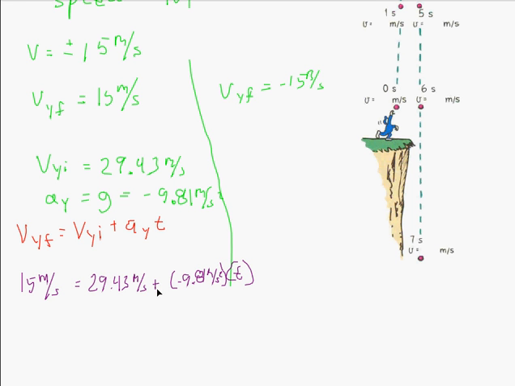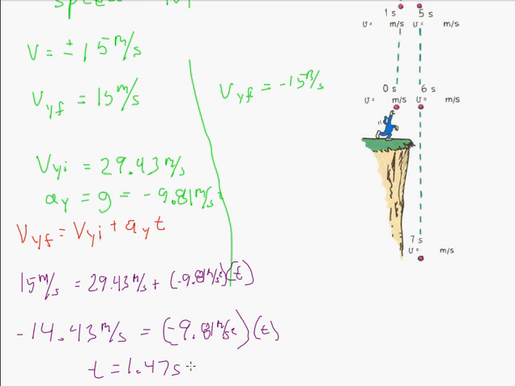And how do you undo addition? That's with subtraction. So you're going to subtract 29.43 from both sides. So 15 minus 29.43 gives you a value of negative 14.43 meters per second equals negative 9.81 meters per second squared times time. And then you're going to divide both sides because you have multiplication here. How do you undo multiplication? You do that by division. Divide by negative 9.81, and you should get a time equal to 1.47.